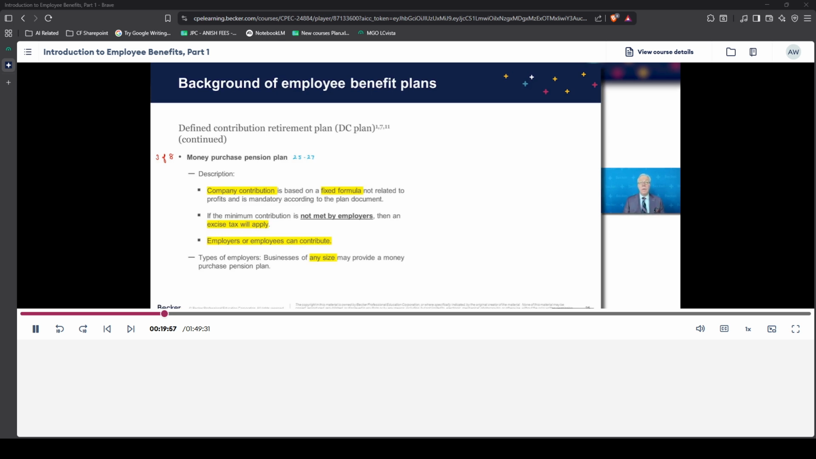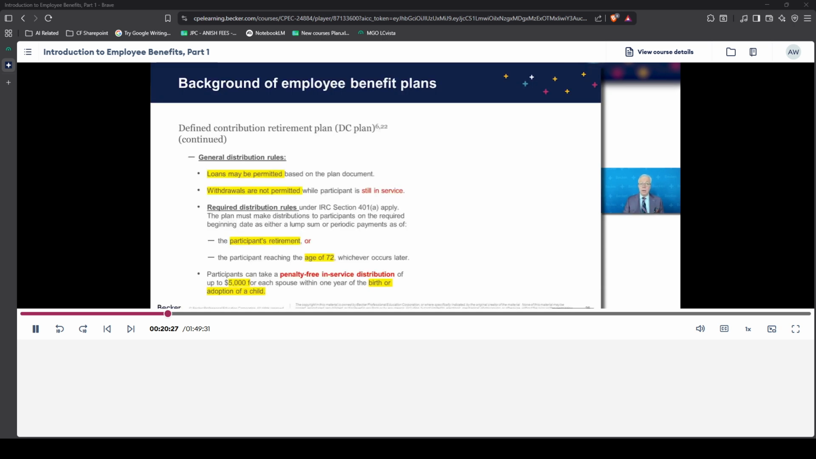The third one is your money purchase pension plan. Now, this is the company contribution is based on a fixed formula, not related to profits, and listen to this, is mandatory according to the documents. If a minimum contribution is not met by the employer, which was mandatory, then an excise tax will apply. Employers or employees can contribute. Now, the type of employer, it can be companies of any size.